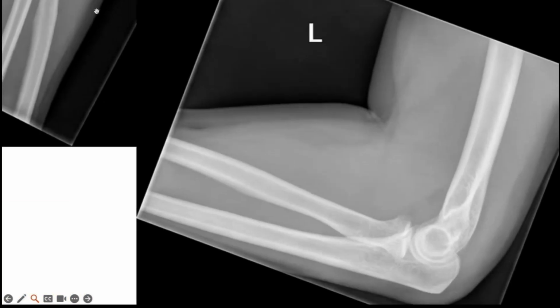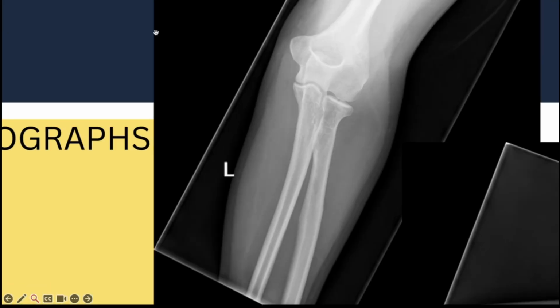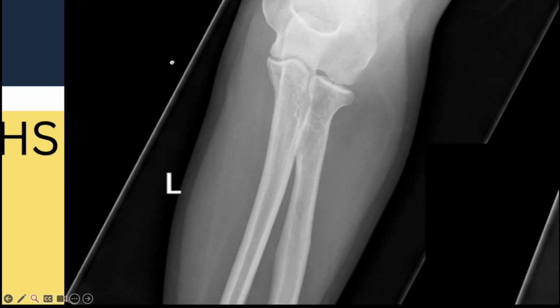So if we come down to this one here, which I think initially is a bit better, if we follow along all of the cortices, we're looking at the humerus. I think the humerus looks okay. Look at the ulna. We come round. And then we're looking at the radius here. So can anybody see anything going on that might indicate what is wrong with this patient? If I bring it around to this one here as well and zoom in a wee bit more.